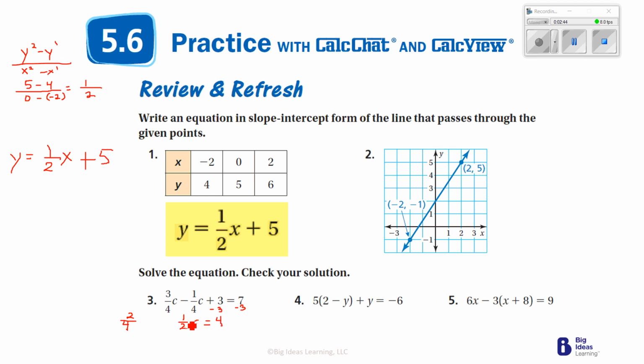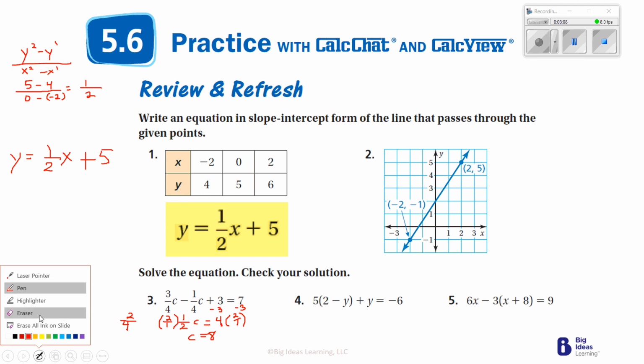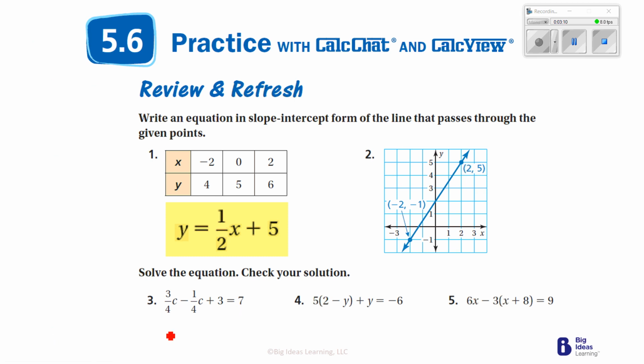And then we have to multiply by the inverse, which is 2 over 1. Right? And that will give us c all by itself. But then I have to multiply this side by 2 over 1 as well. And 4 times 2 is 8. So c is going to equal 8 if I'm correct. Let's go ahead and erase this and check it. C equals 8.